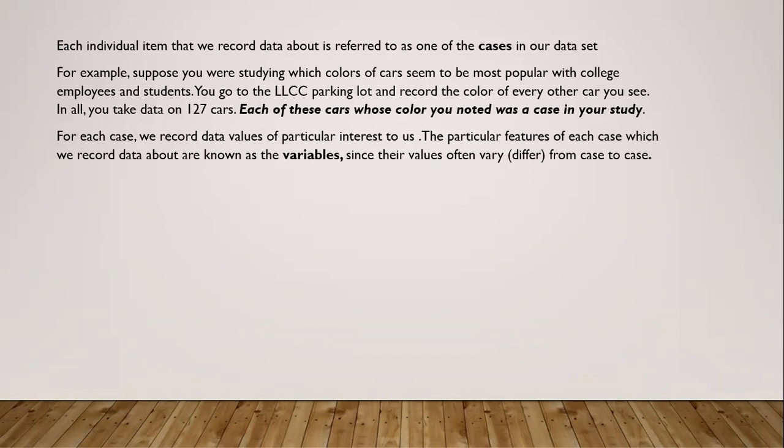Now, for every case, we're going to record data values that are of particular interest to us. Those particular features of each case that we record data about are known as the variables. They're called that since their values often vary or differ from case to case. One car may have a red color, another car may have a blue color. Still a third car may have a white color. The color of the car would be referred to as a variable for that car.